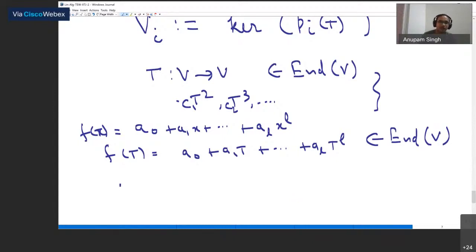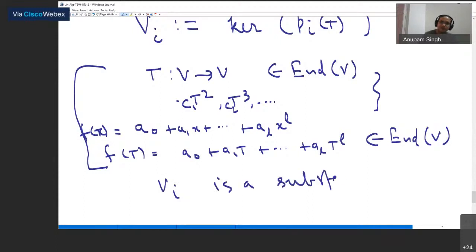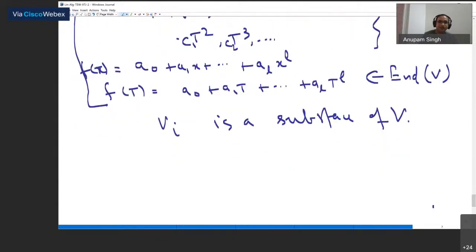So now, okay, this part is just an explanation. Let's go back to the proof. I have now defined what I call subspaces. So clearly, Vi is a subspace of V, right? After all, it's the kernel of something, so it's a subspace clearly, right?